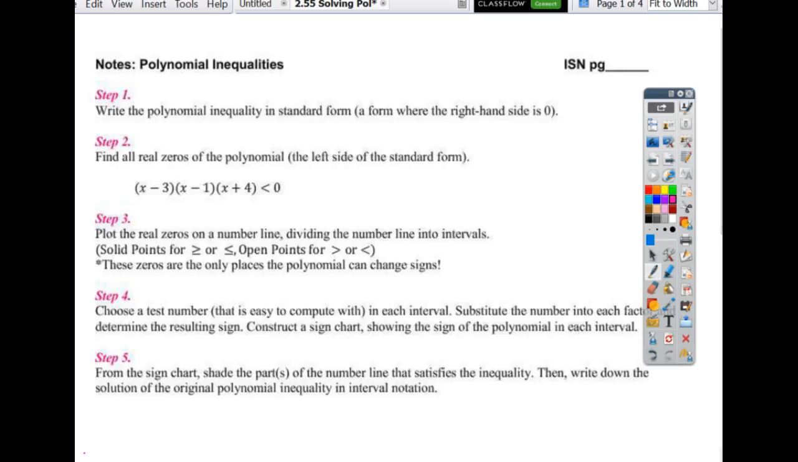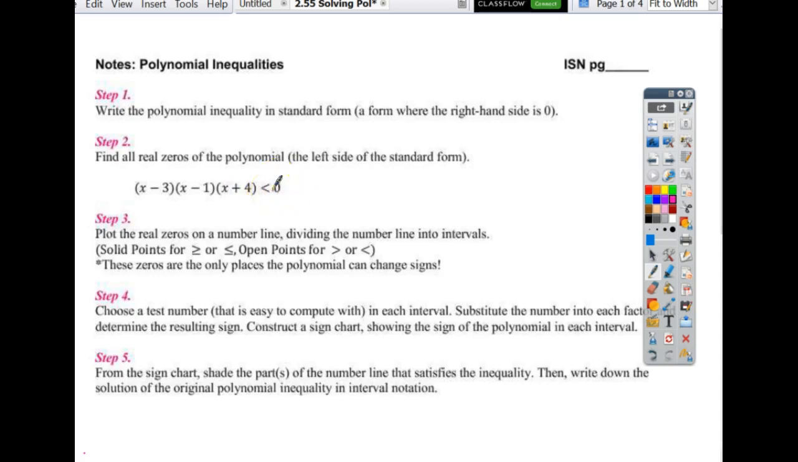Okay, today we're going to solve polynomial inequalities. So the first thing we're going to do is write the polynomial inequality in standard form. And that means all of the stuff is on one side and you have a 0 on the other side. So you have to make it so everything goes on one side and the 0 is on the other side.